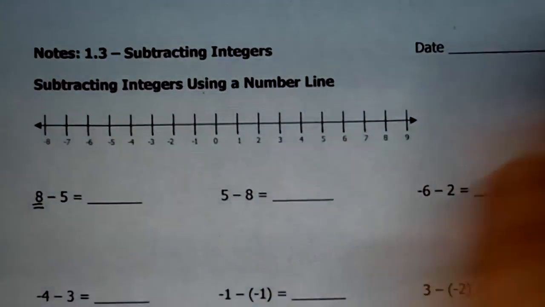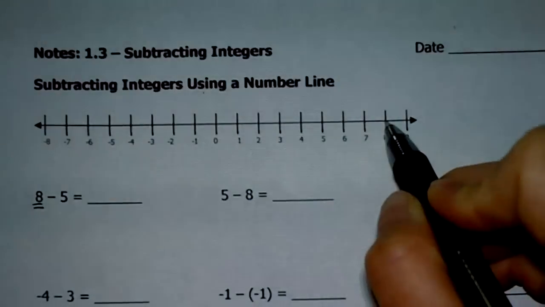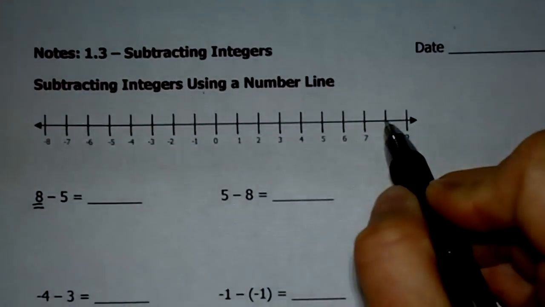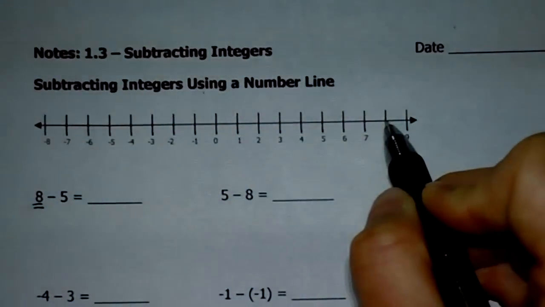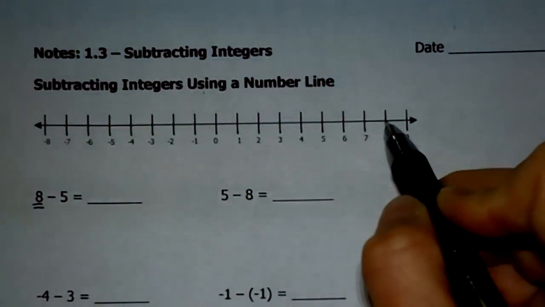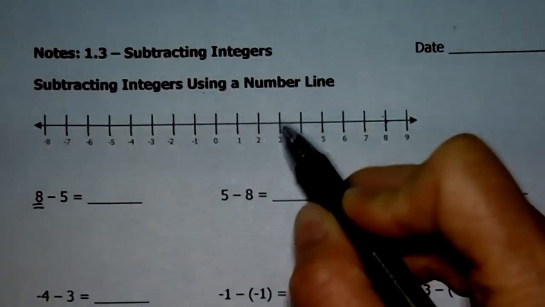So if I look at the number line, if my starting point is 8, here's 8. If I'm subtracting 5, taking 5 away means I'm moving 5 to the left, correct? So here's 8, I'm going to take 5 away, so that means 1, 2, 3, 4, 5, I end at 3.